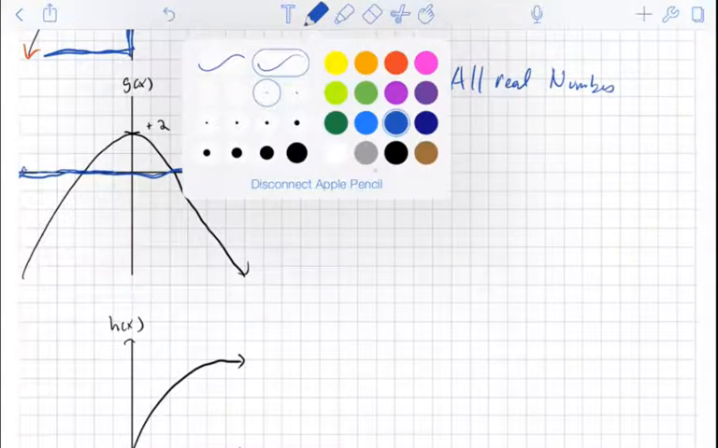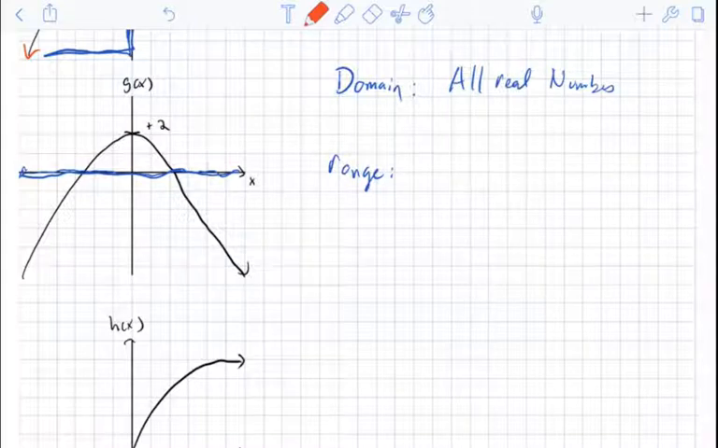What about the vertical axis? Well, the function's height goes up to here, and then it goes down to infinity. So there aren't any outputs that are above +2. And so the range is, well, I guess its name is g. g of x is always less than or equal to 2.